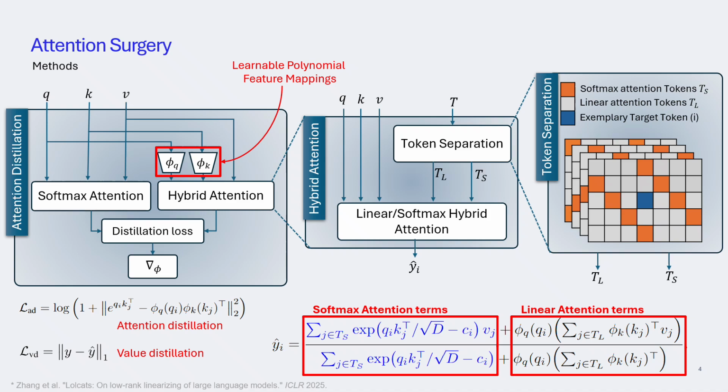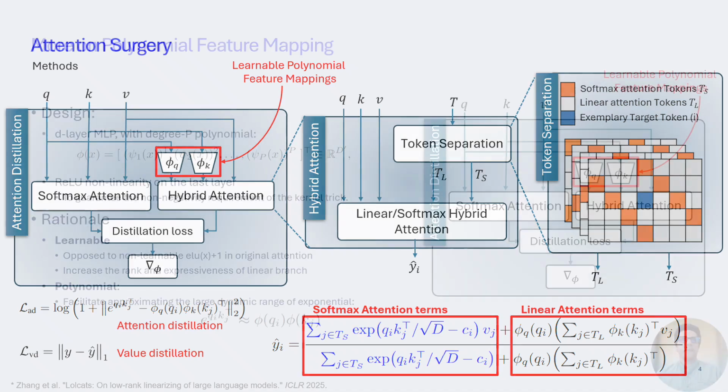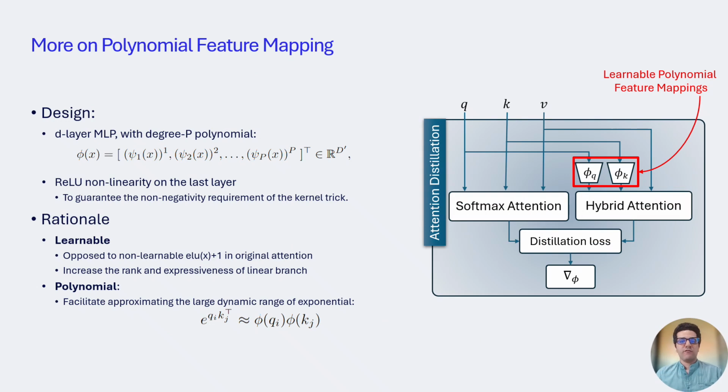Now let's look with more details into the learnable mappings, phi k and phi q. We define phi as a D-layer MLP with a degree p polynomial formulation. This design targets to first address the lower transformation rank and expressiveness of the original linear attention that uses non-learnable ELU plus 1 definition for phi, and second, facilitate approximating the large dynamic range of exponentials with incorporated polynomial formulation.